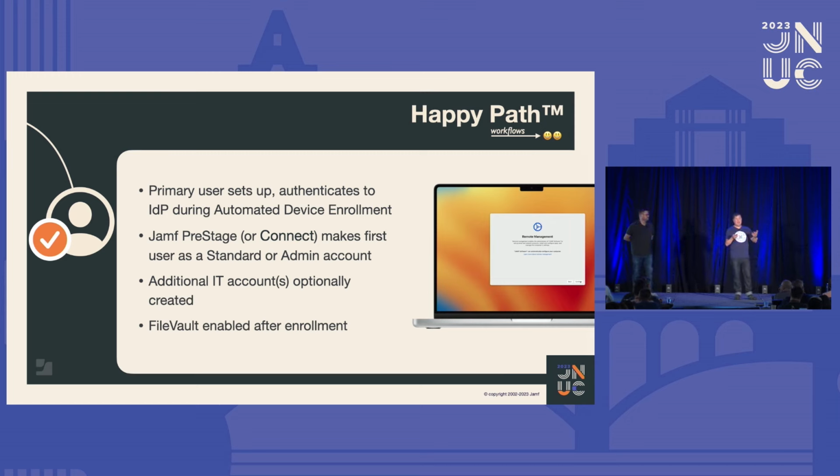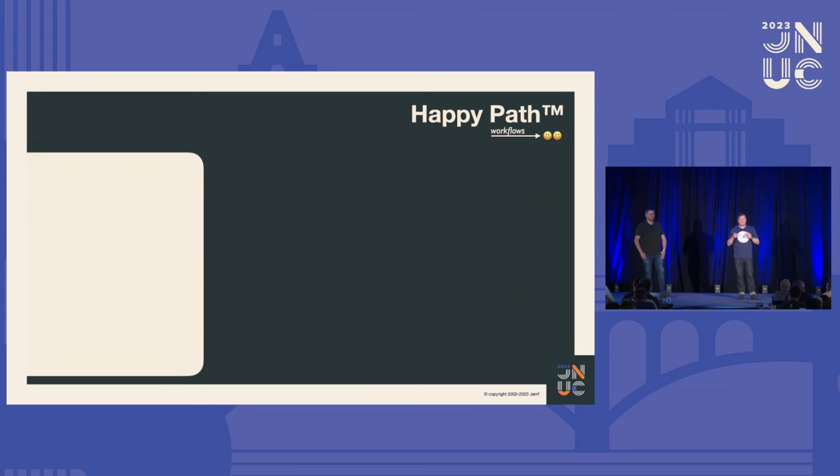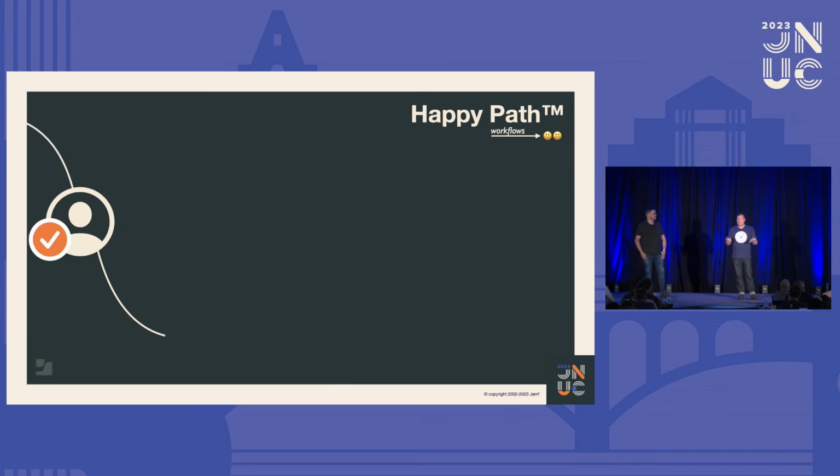Ideally, you have the end user. If you're having them unbox the machine, they set up, they authenticate to your identity provider or other directory source so that they can get that unique personalized content. And then your Jamf pre-stage, or if you're using Jamf Connect, for example, is going to set their levels of administrator or standard user privileges. If you need accounts deployed on there, you can. And then, of course, enable FileVault afterwards. But what does that get us?